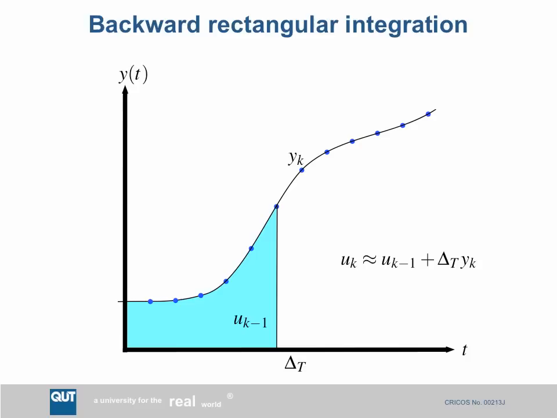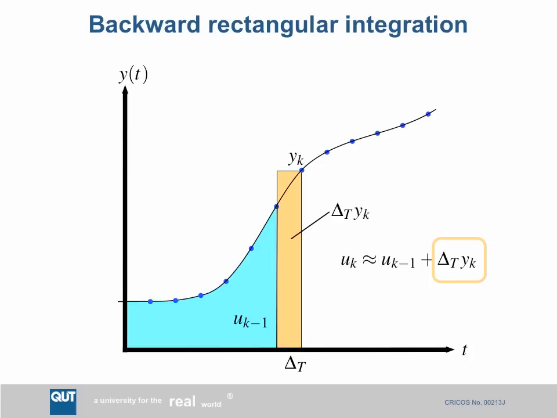So if I draw that last term, it is the area of this particular block here. So this is a block that's yk tall, delta t wide. Its area is delta t times yk. So this makes sense, right? What we're saying is that the area under the curve is the blue area, our previous estimate of the area under the curve, previous estimate of the integral, plus we're going to add the orange area to that to get a new estimate of the area. Now this is a very classical approach to numerical integration called backward rectangular integration.